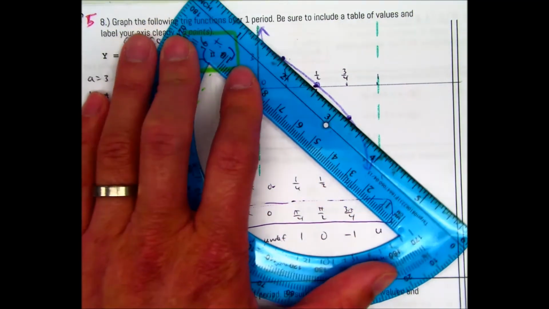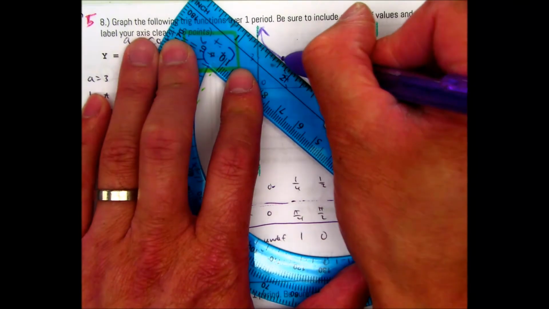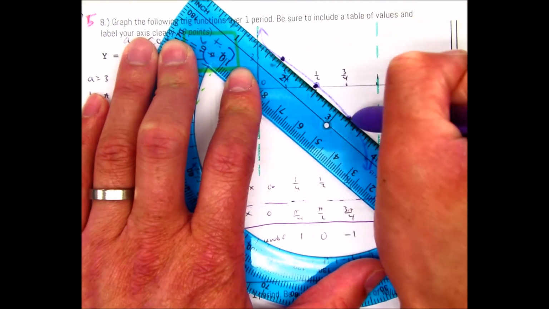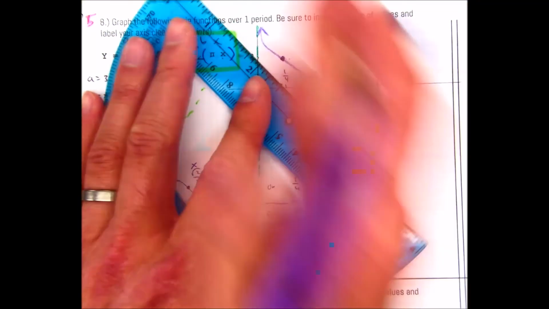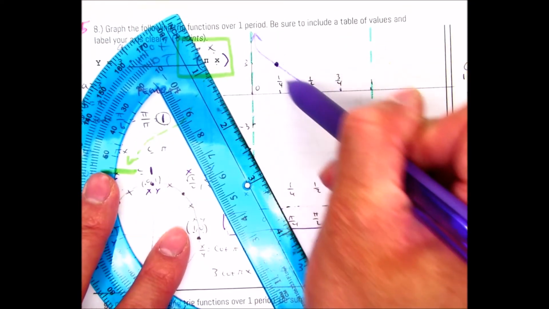Remember, for tangent and cotangent, you're going to make this straight line of 3 points. Does that make sense? And you have a reverse snake. It's reverse to what tangent is.